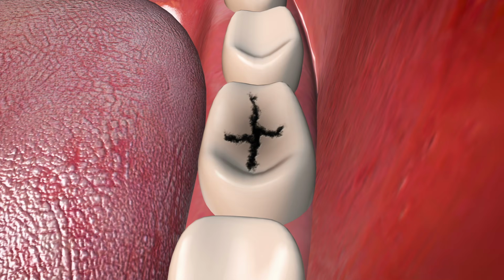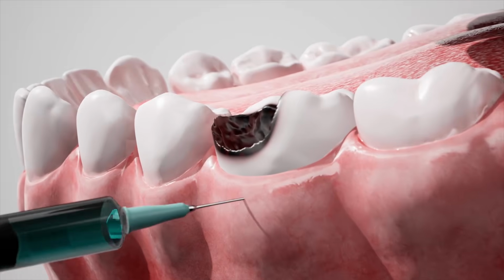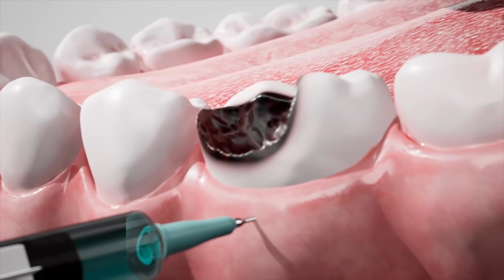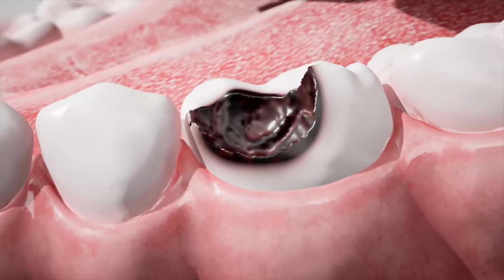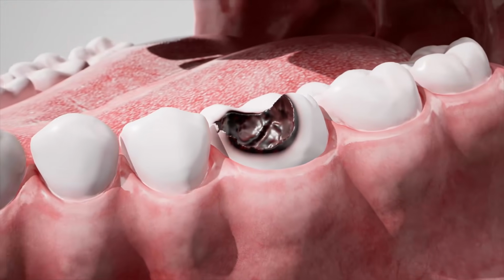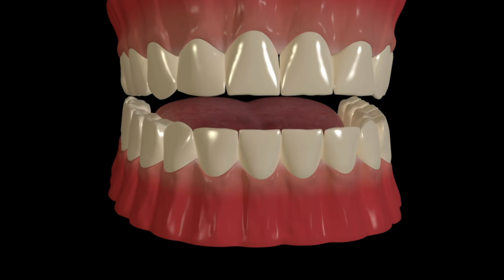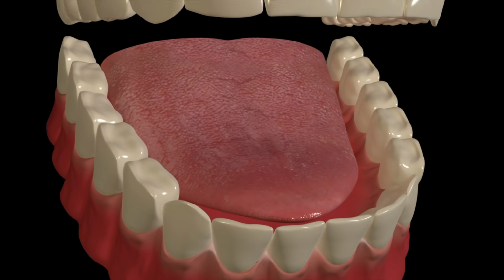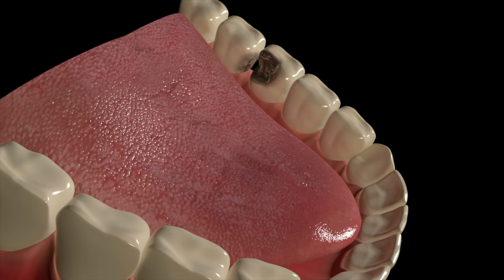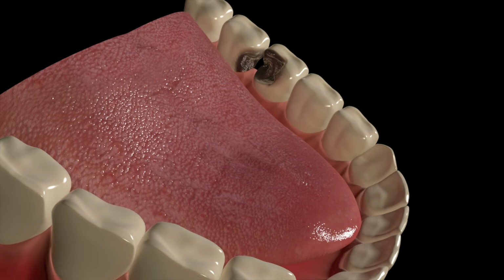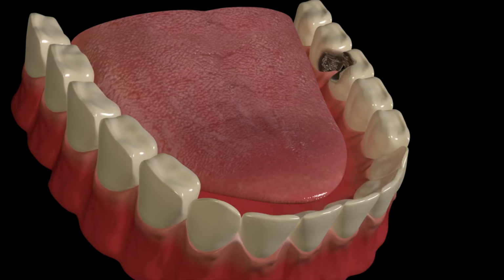The progression of a cavity starts when plaque acids dissolve the mineralized surface of the enamel. Once the decay reaches the dentin, the process accelerates because this layer is softer and contains microscopic tubules leading directly to the pulp. In this 3D visualization, you can see how the infection creates a void that compromises the structural integrity of the entire tooth.